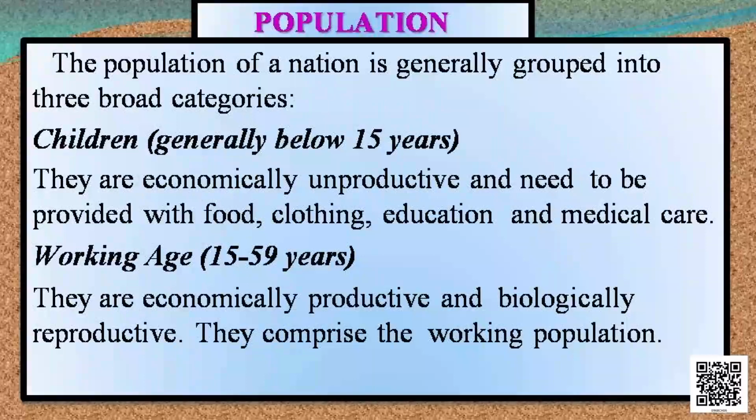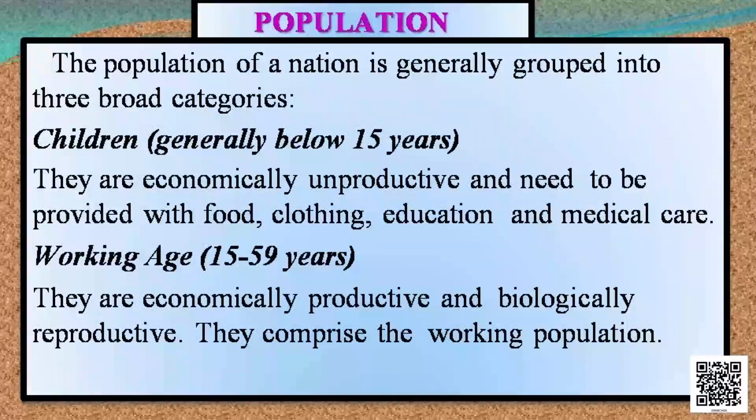Coming to the children, generally they are below 15 years. While discussing the children, they are always referred to as the future of the nation. So, these children are a very important component of population. At the same time, they are economically unproductive and they need to be provided with better food, clothing, education, so also medical care.